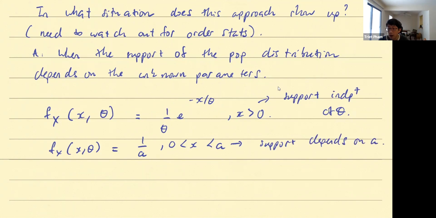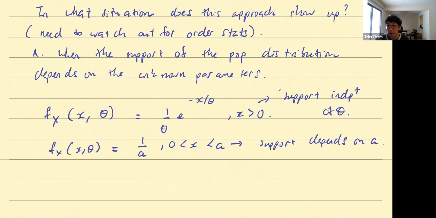Okay. And when support depends on the unknown parameter, you can bet that somehow the order statistics will show up. If it doesn't, I'll be super surprised. Why? Because in this way, you see somehow the maximum will tell you something about A, right? The maximum will tell you something about A, the sample max. So if the sample max doesn't show up, oh, okay, I'll take it back, right?